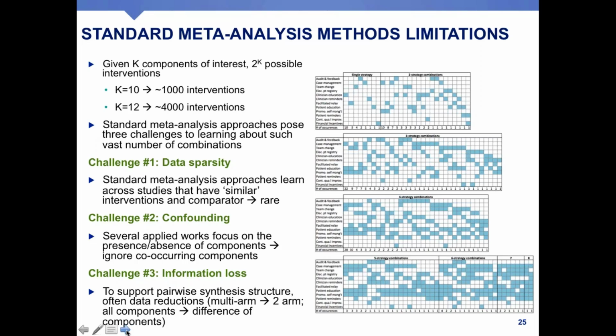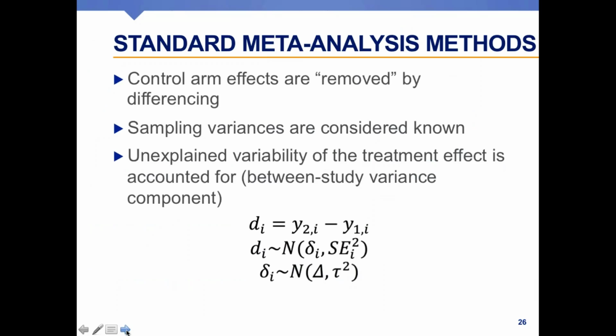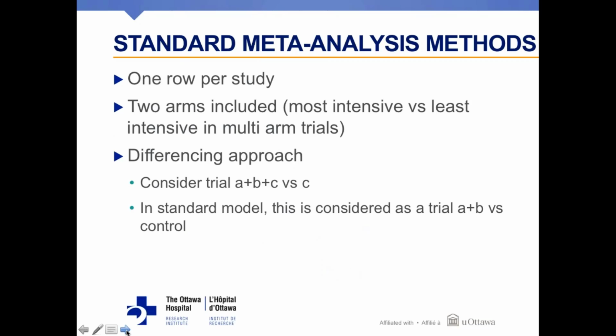This is the standard meta-analysis model, and the main thing to take away from this is that it's a difference. For the estimate of the study effect and the overall meta-analysis effect, you're estimating one parameter, the difference of the average effect of doing this complex intervention, which can be described in these various versions. So essentially it's one row, one estimate of effect per study. As I said, only two arms can be included, the most versus least intensive. And then we do this differencing approach.